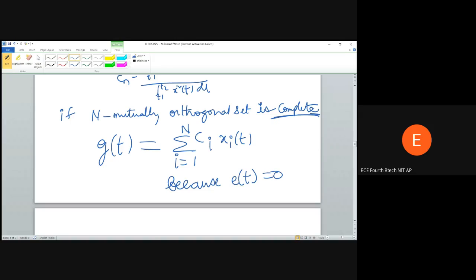It doesn't mean that the signal at each and every point, that is, the right side signal and the left side signal, both represent the same value at each and every point of time t. That is wrong. What I mean to say here is that the energy of e of t is equal to 0.